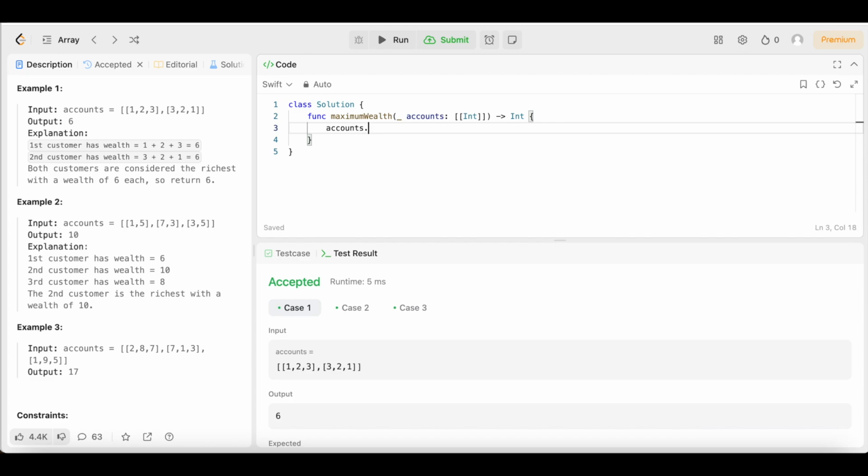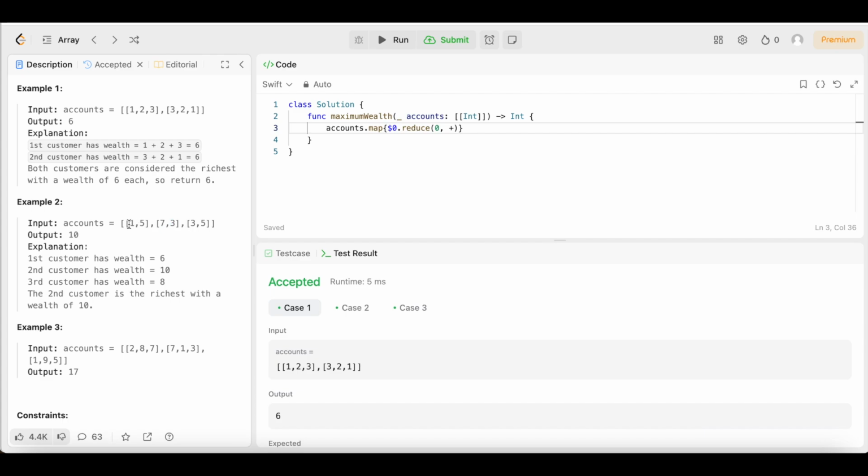Boom. Then we're going to say map. Then we are going to open up the brackets. We're going to put the $0, and remember this is going to represent each element in the array. We're going to say .reduce. Then we're going to open up the parentheses, say 0, starting at index 0, and plus. So we're going to add. What this is doing is it's just going to add these together for each element in the array.